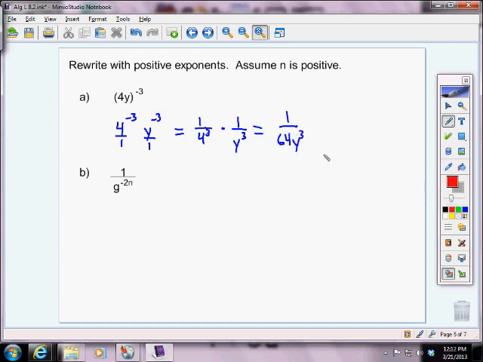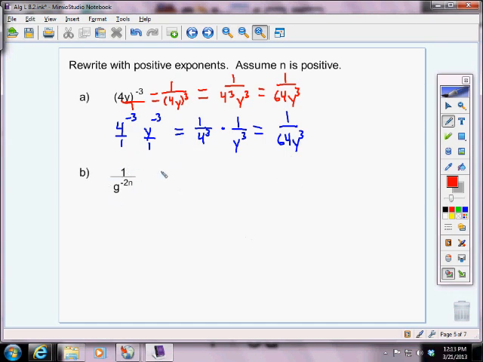Another way to think of it is to think of this over 1 and just say that this is 1 over 4y to the positive third. And you're going to get the same answer. 1 over 4 to the third times y to the third. So 1 over 64y to the third. Again, two different ways of looking at it. Let's look at this next one.